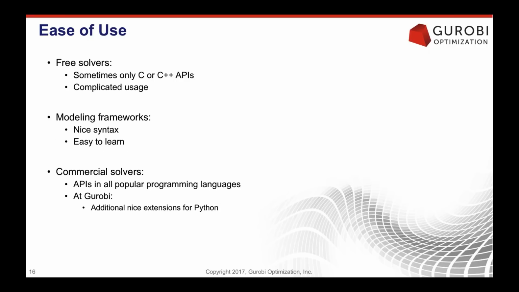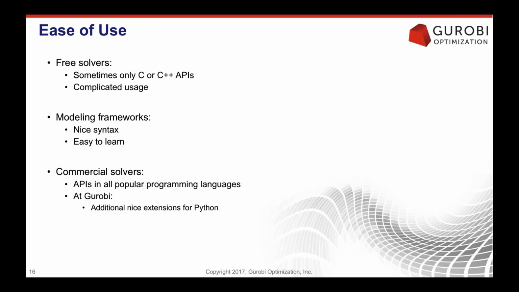And this brings us to our next point, the ease of use. Of course, you want to build up your optimization problem and model it in a way that is easy to do for you. You want to use your favorite programming language. You don't want to learn a new syntax, for example, and you also want that others that work together with you can read it easily. And so it is very important that the APIs are easy to use.